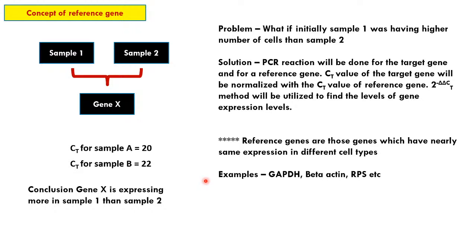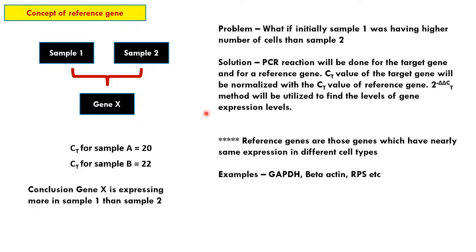Because what will happen if your cell number is the same, like 5000 and 5000, then the gene expression of X can be different, but the gene expression of cytoskeleton cannot be different. So for gene X it can come 20 and 22, but for beta actin it should come 16 16 or 15 15. Getting my point? Or similar.